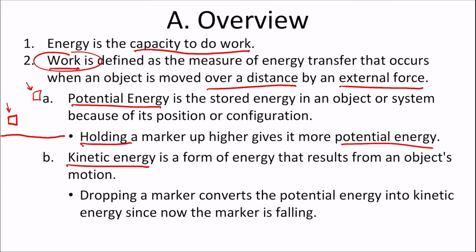Kinetic energy is a form of energy that results from an object's motion. So now it's moving. If we were to let go of these two little boxes and they started falling towards the ground, that would be their kinetic energy. So dropping the marker converts the potential energy into kinetic energy, since now the marker is actually falling.